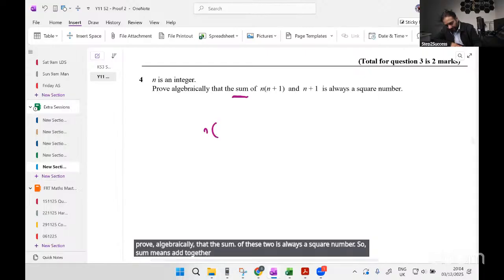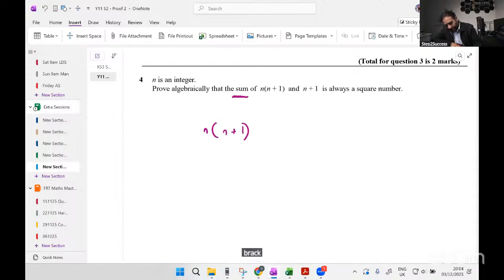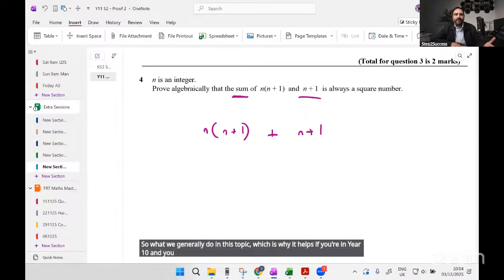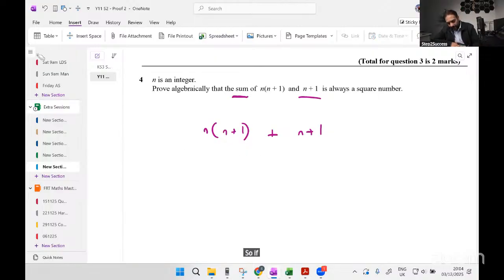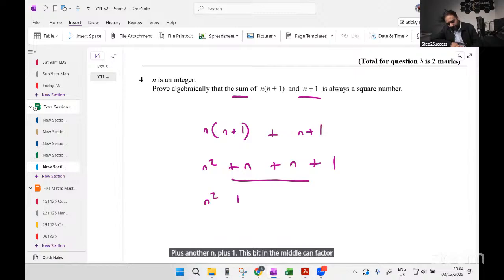So I've got n brackets n plus 1, add another n plus 1. What we generally do in this topic, which is why it helps if you're in year 10 and you did something about expanding, is that this relies on you being able to expand and factorize things. So if I expand this out, it is n squared plus n plus another n plus 1. This bit in the middle, sorry, to simplify: n plus n is 2n.